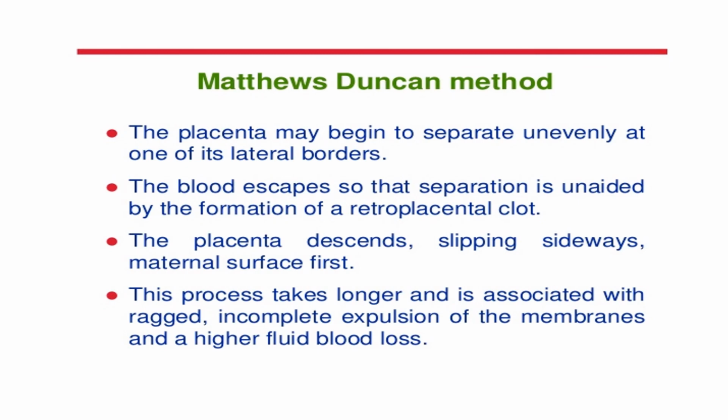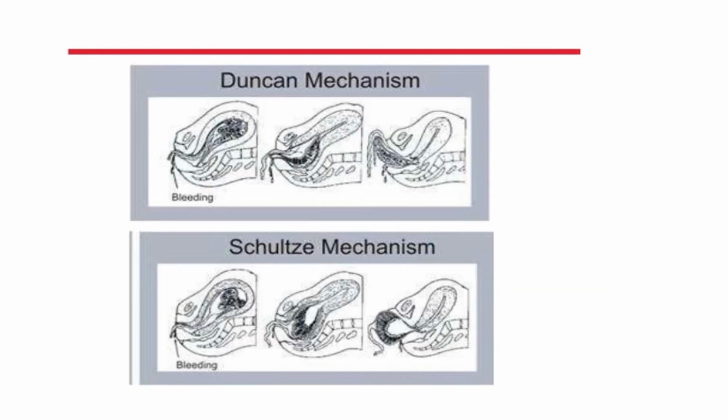the maternal surface of the placenta will come out first. But in the case of Schultze's method, the fetal surface of the placenta will come out first. But this Matthew Duncan process will take a long time, and the blood loss also will be more, and sometimes a few membranes or remnants of membranes may remain inside the uterus itself. There is a chance for that also.